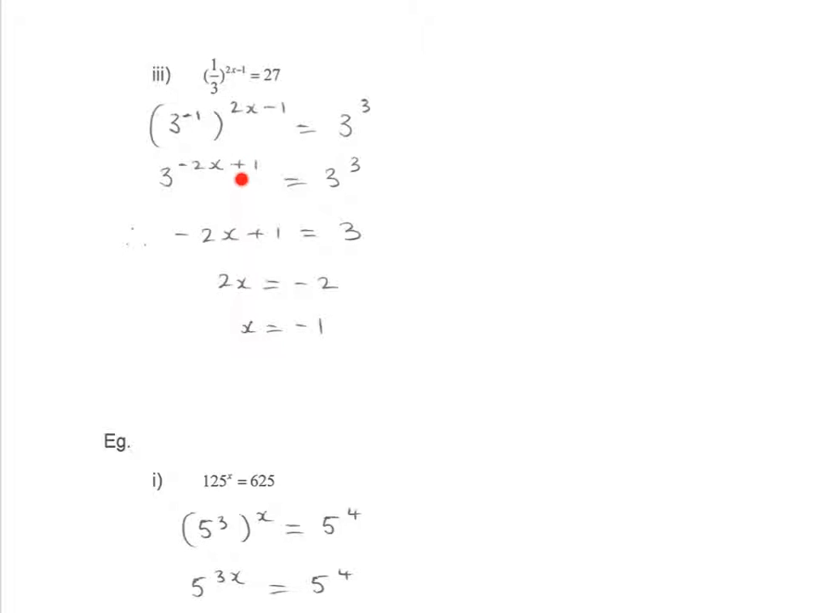We need to be careful there. So we've now got our bases the same. We still, like before, need to equate the powers. So minus 2x plus 1 has to equal 3. Another very basic equation to solve. 2x must equal minus 2, giving us x equals minus 1 as our answer.